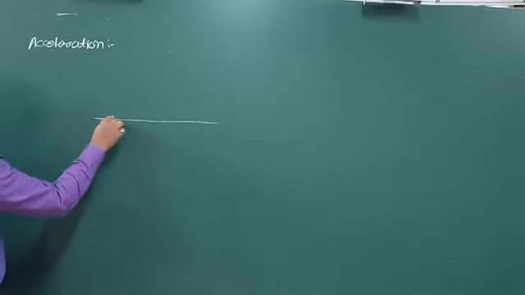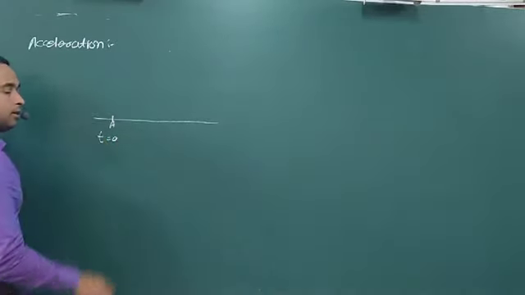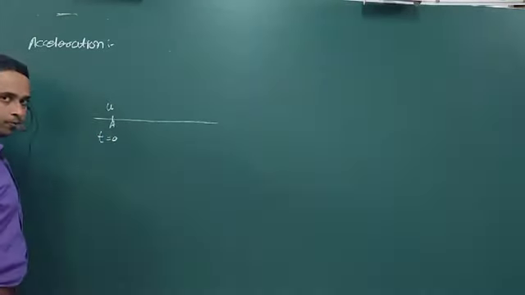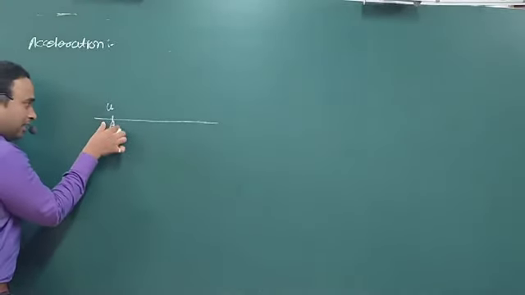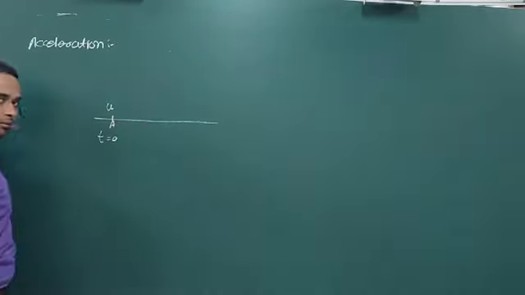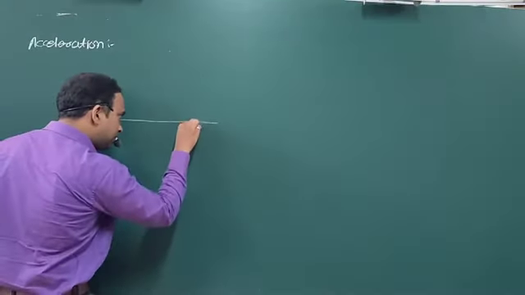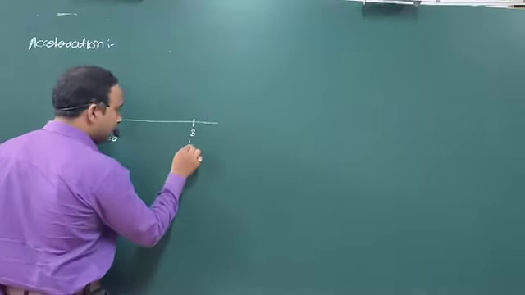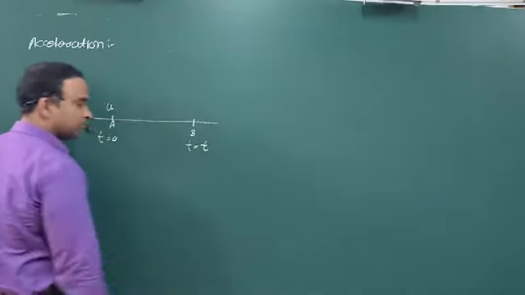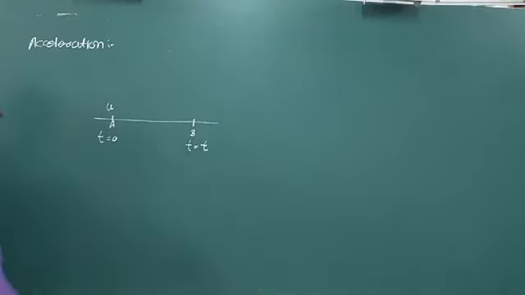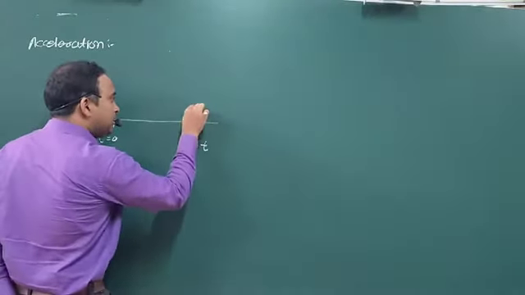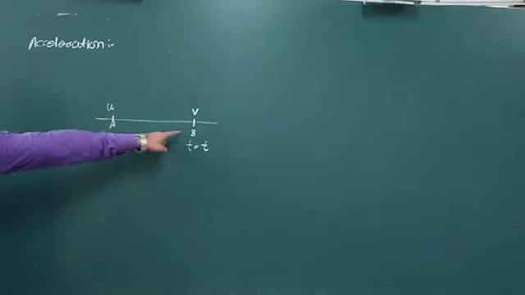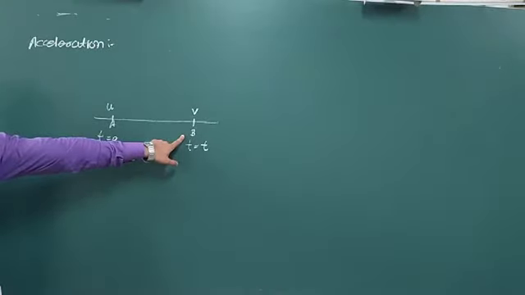Then the initial velocity of that particle is u. This particle is moving in this direction and reaches point B in time t equal to t. Then let v be the final velocity of that particle.